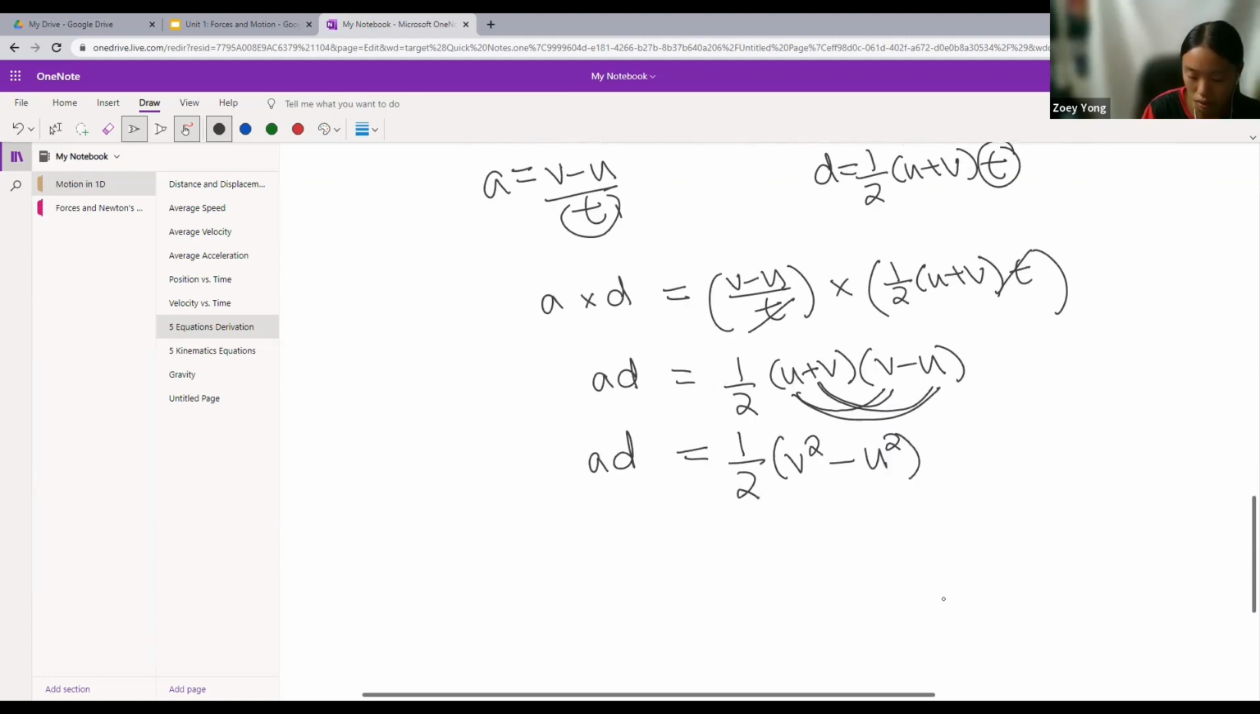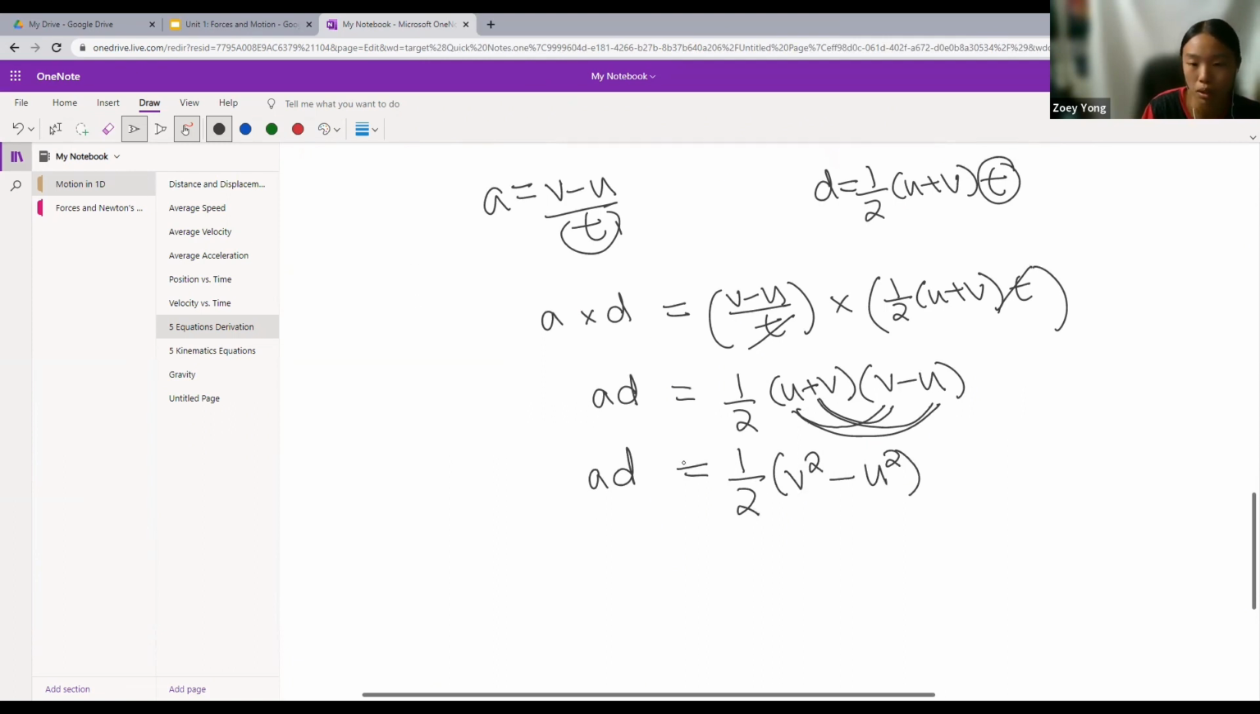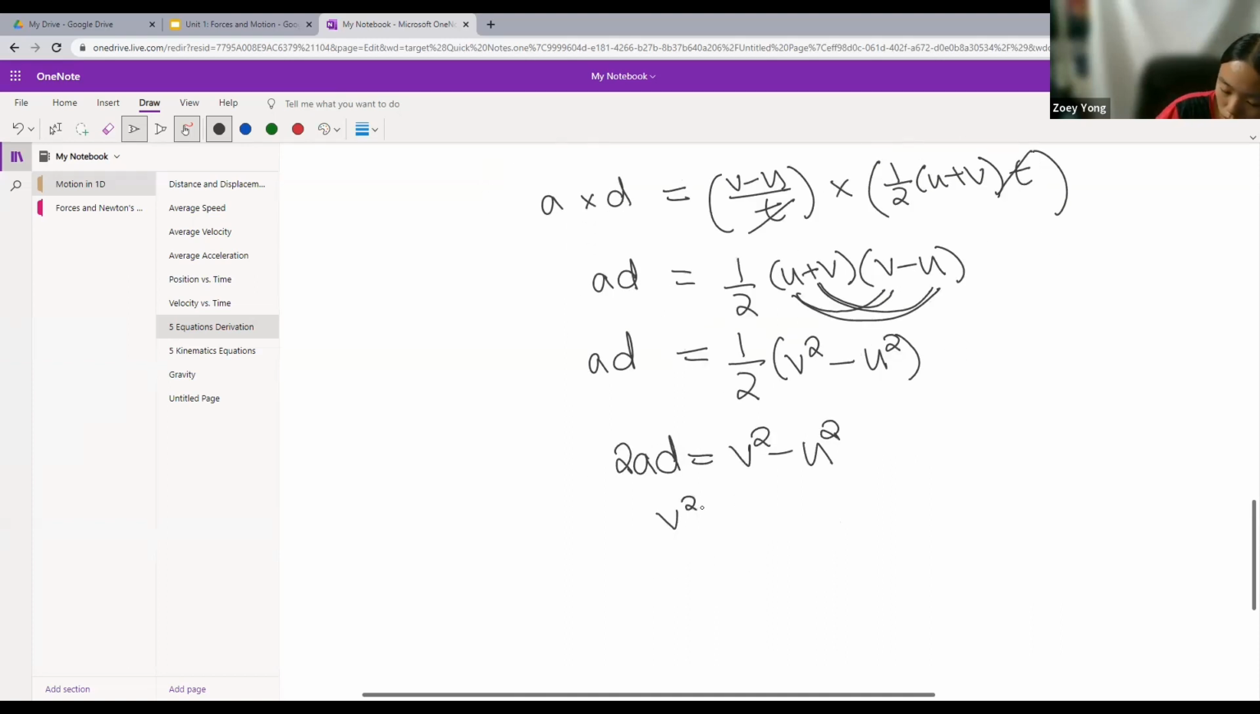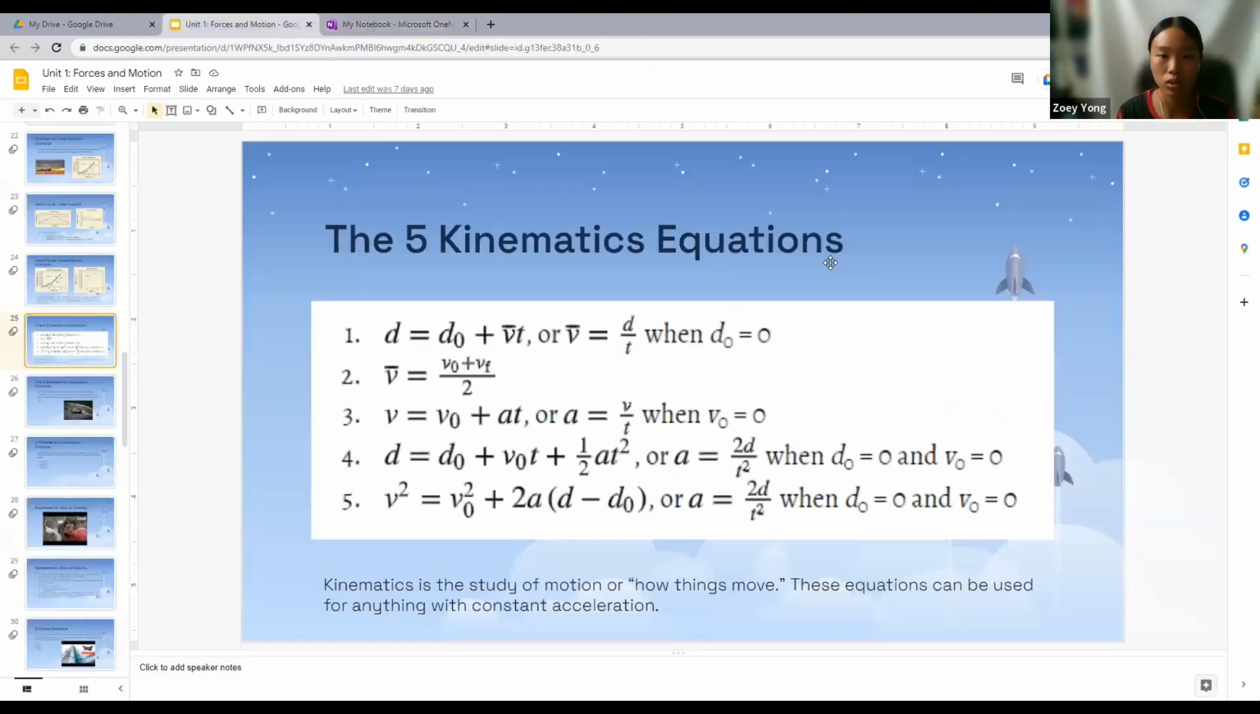This is technically the last equation that we have for the 5 kinematics equations. But usually how people write it is that they bring this 2 to the other side. It becomes 2ad equals v squared minus u squared. Also bring the u squared to the other side. So you get v squared equals u squared plus 2ad. This is the equation that doesn't have time in it. So you don't need to be given time to solve for v or u or a or d in this equation. That was the derivation of all these equations right here, basically.